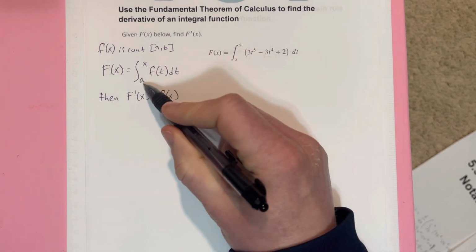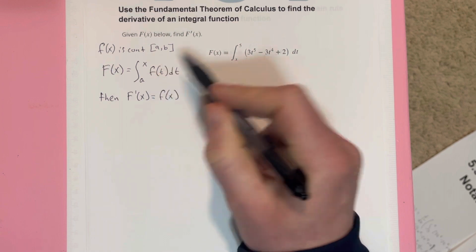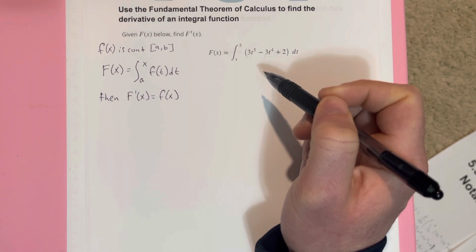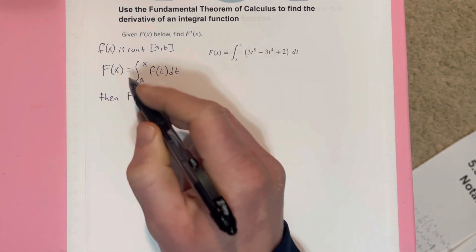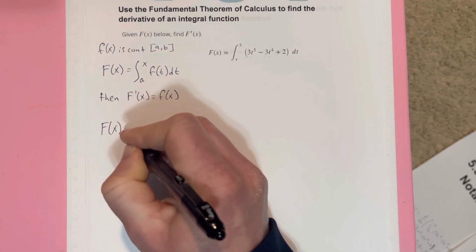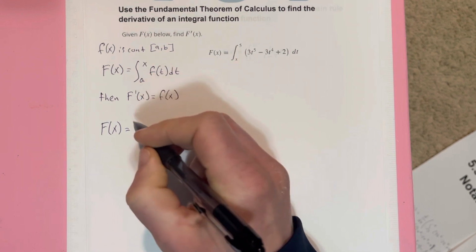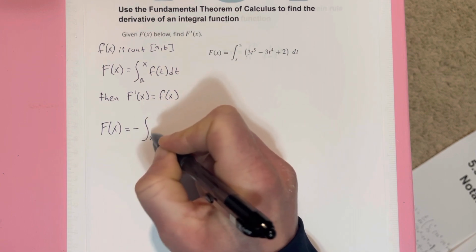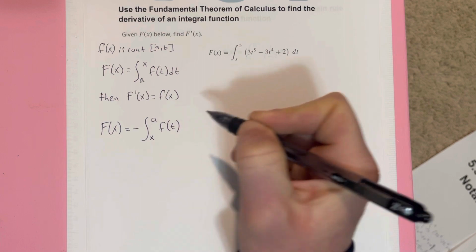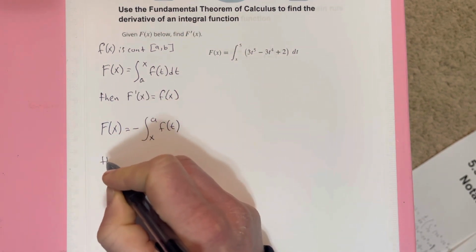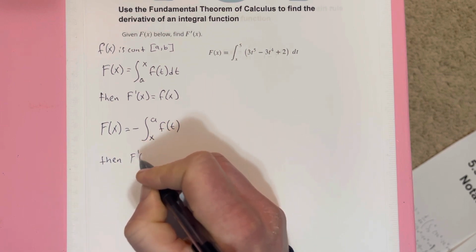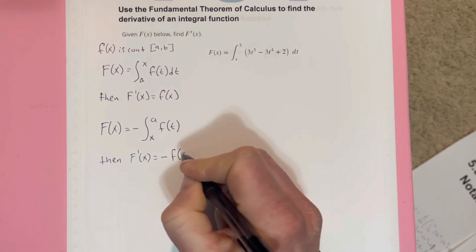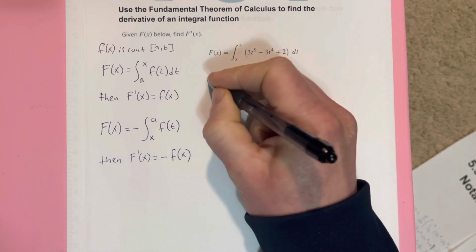Well, that's true when I am going from a to x, but what happens when we flop the upper and lower bound? You can see that the upper and lower bound are flopped here. All that tells me is that if I were to rewrite this, instead of the integral from a to x, we would write it as negative integral from x to a of f of t. So then when we took our derivative, instead of F prime of x being equal to f of x, this negative piece would actually make it negative f of x.